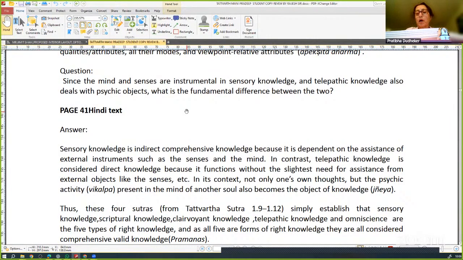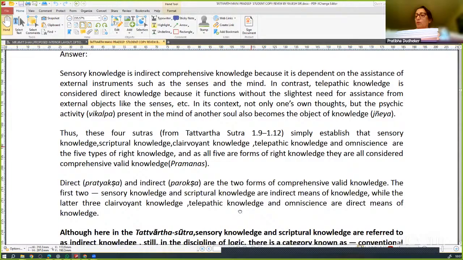Question: Since the mind and senses are instrumental in sensory knowledge, and telepathic knowledge also deals with psychic objects, what is the fundamental difference between the two? Answer: Sensory knowledge is indirect comprehensive knowledge because it depends on the assistance of external instruments such as the senses and the mind. In contrast, telepathic knowledge is considered direct knowledge because it functions without the slightest need for assistance from external objects like the senses. In its context, not only one's own thoughts but the psychic activity, vikalp, present in the mind of another soul also becomes the object of knowledge.